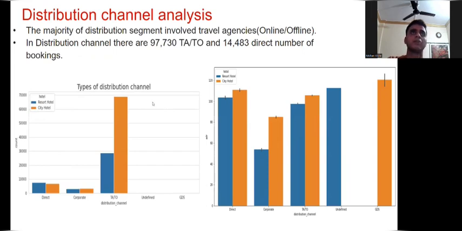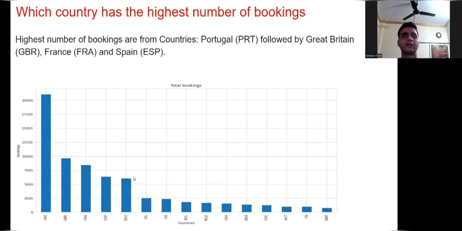Distribution channel analysis. We can see that the majority of the distribution segment involves travel agencies, online and offline. In the distribution channel, there are 97,730 TA or TO, whereas 14,483 are direct bookings. So let's see which country has the highest number of bookings. On top it is Portugal, PRT, then GBR, Great Britain, followed by France, FRA.